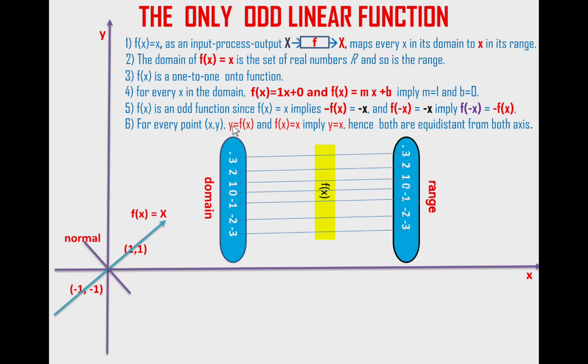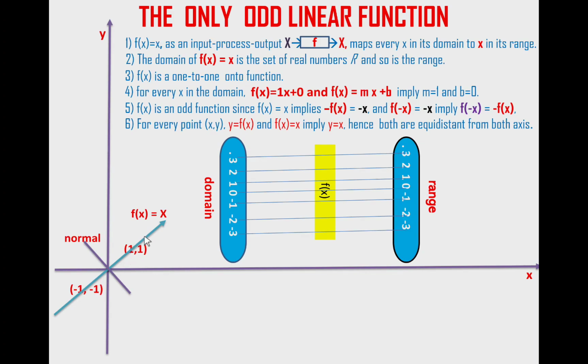So this f of x equal to y, and this f of x equal to x, that means x is equal to y. So x is equal to y means what? Means that if I pick any point over here, this point has the same distance from the x-axis as it has from the y-axis. So this point is one unit away from the x-axis, and that is its y value, and it is 1 unit away from the y-axis, and that is its x value. This point is 1 unit away from the x-axis and 1 unit away from the y-axis.